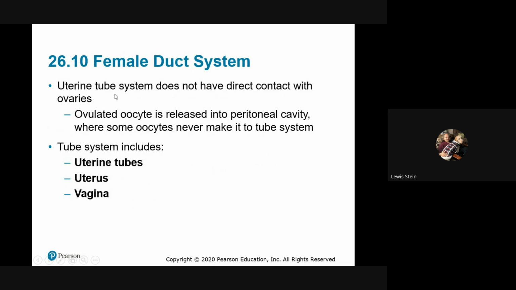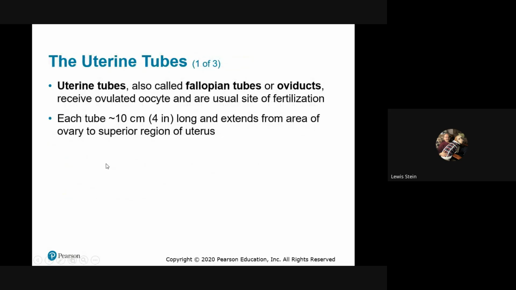And again, the tube system, not direct contact. This is the anatomy. I don't need to go over this. It's very straightforward. Where does fertilization normally occur? In the tubes, whether they're uterine tubes, fallopian tubes, or oviducts, same thing. Not where it opens, but about 1/3 to halfway on its way to the uterus. It's not a particularly long journey, but that's typically where it occurs.